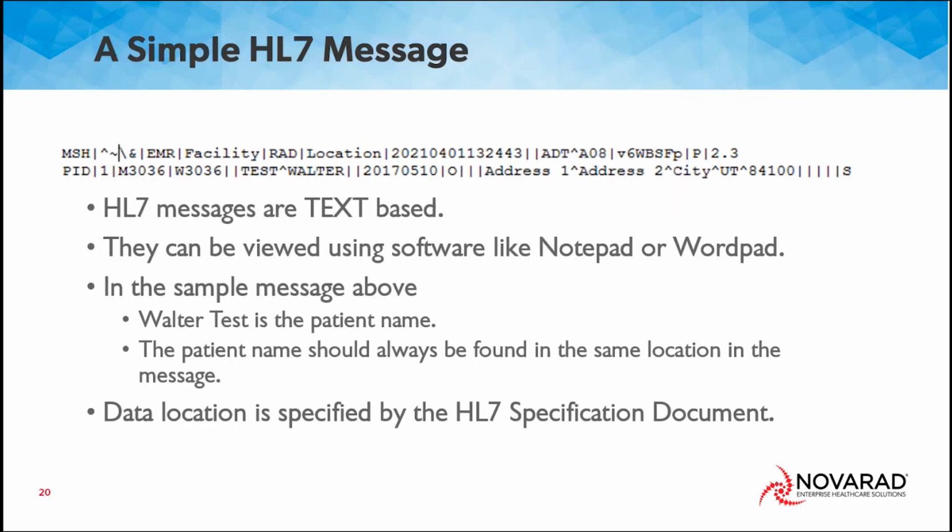So let's look at a simple HL7 message. At the top of this screen, you see two lines. One line has the letters MSH at the beginning, and the second line has the letters PID at the beginning. This is a very simple HL7 message. You won't see anything more basic than this.